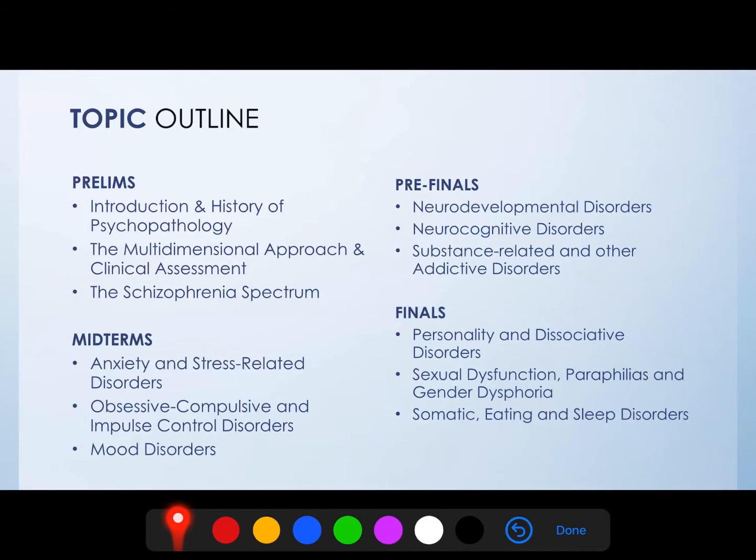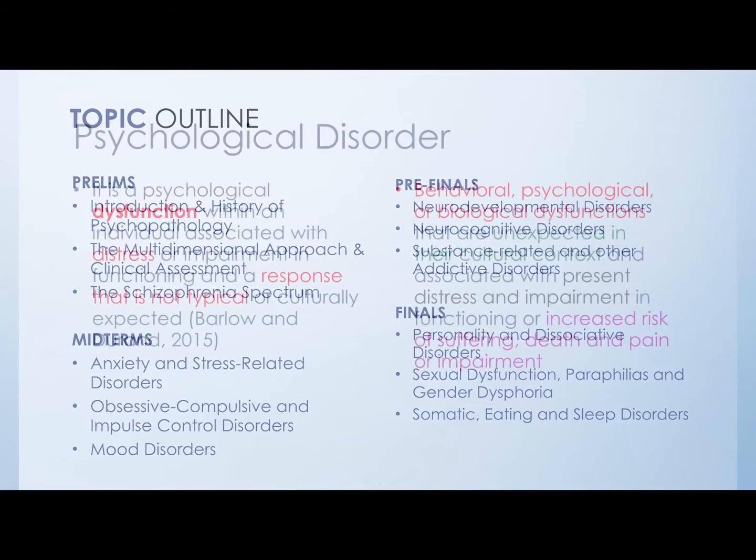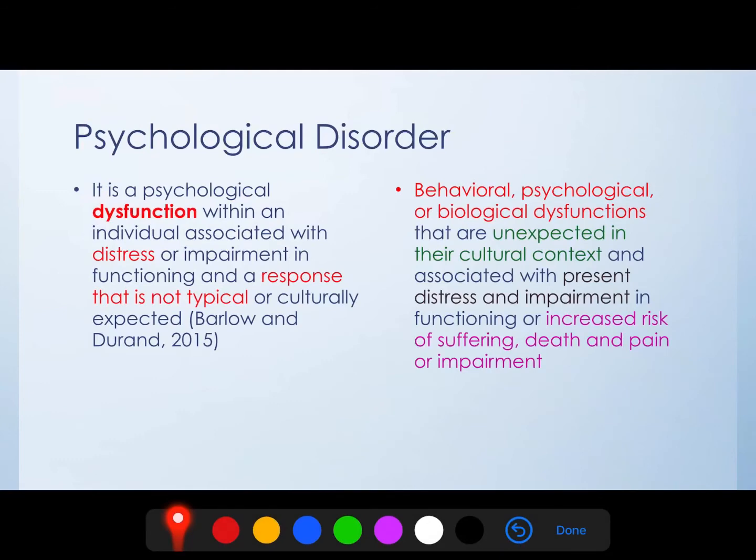Okay? And then for midterms, we are going to look at anxiety and stress-related disorders, and then OC, and impulse control disorders and mood disorders, so on and so forth. Okay, so yeah. So what is a psychological disorder? Since this SEM is all about disorders, okay? So when we study a psychological disorder, we say that it is a psychological dysfunction within an individual, and it is associated with distress or impairment in functioning and a response that is not typical or culturally expected.